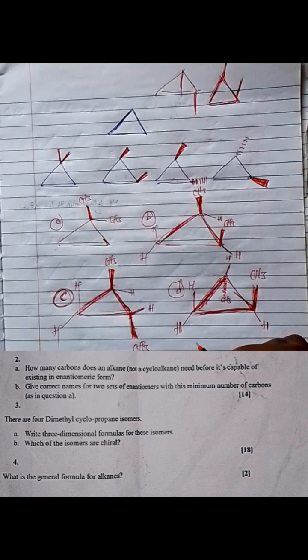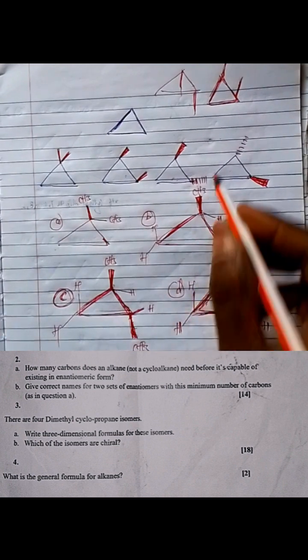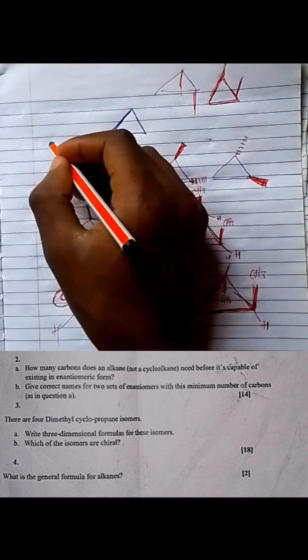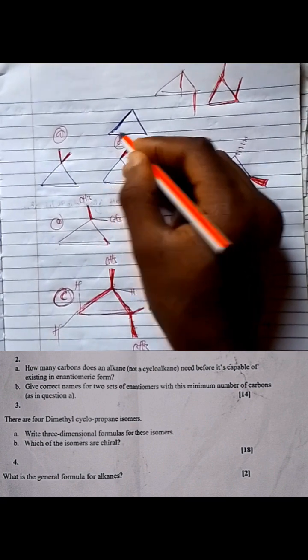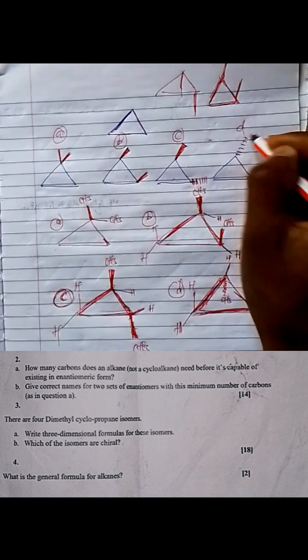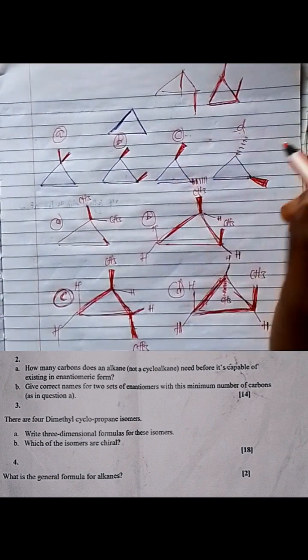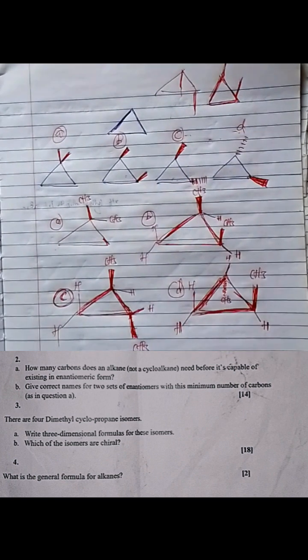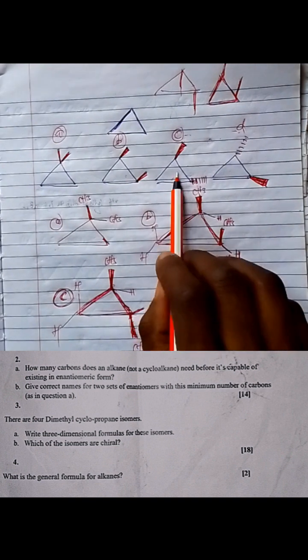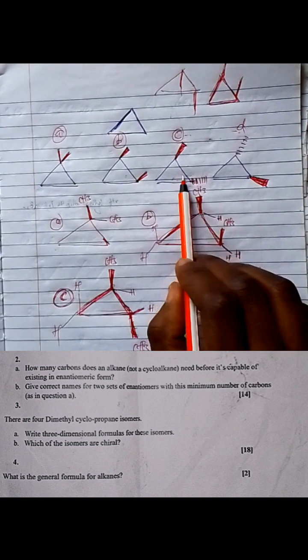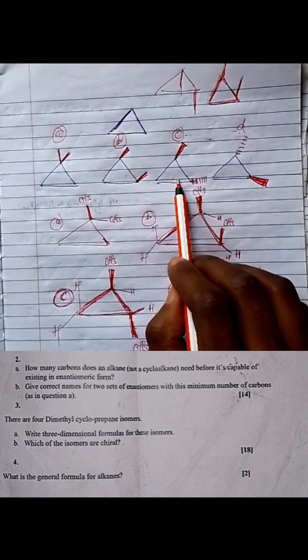The next part wants you to say which ones are enantiomers. So these two are enantiomers. If this was A, B, C, and D, C and D are enantiomers. How do I know? You'll be able to know because these are non-superimposable mirror images of each other. So these ones will be enantiomers.